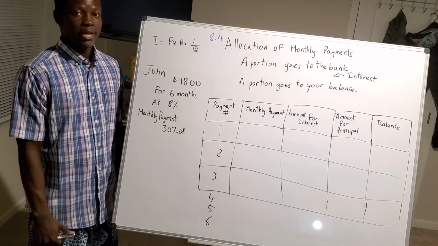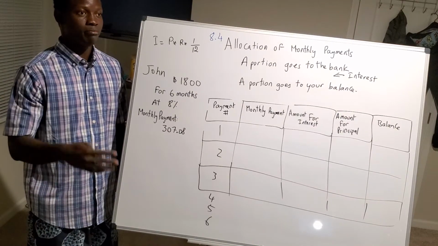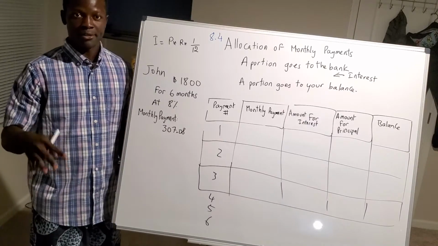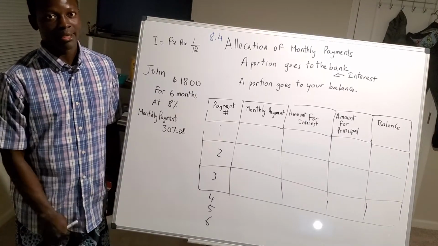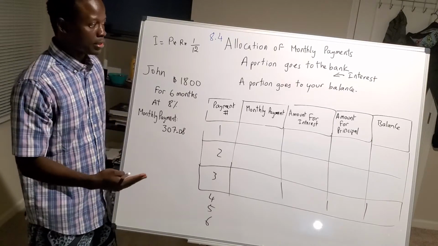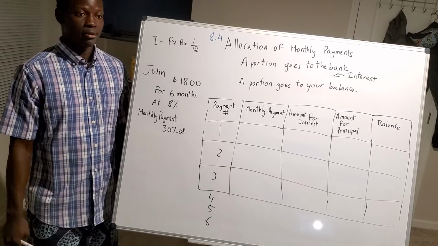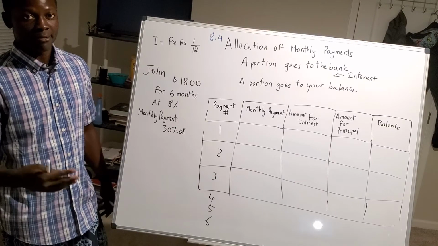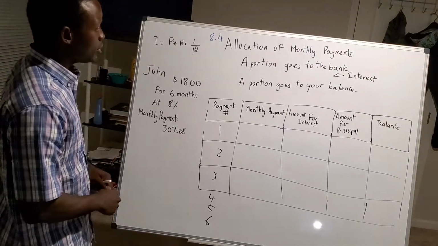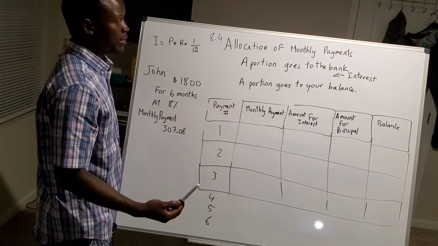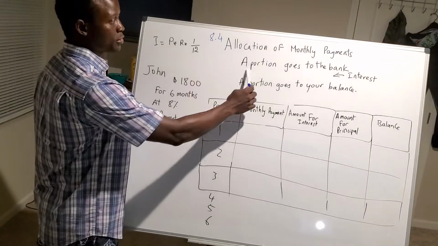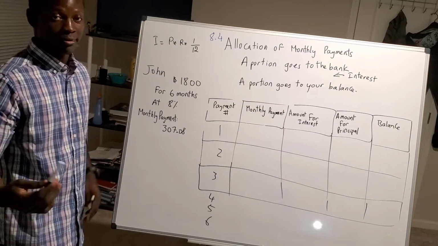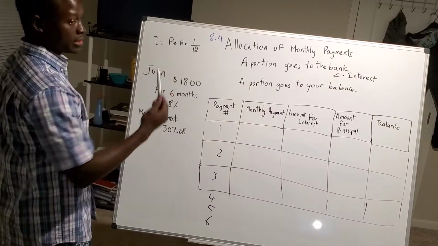So when you make a monthly payment, let's say you pay $600, some of it goes in interest to the bank, and the rest will affect your balance. Just because you make a $600 monthly payment doesn't mean everything is going to go to your balance. That's why people take longer, and that's how people pay a lot of money to the bank.